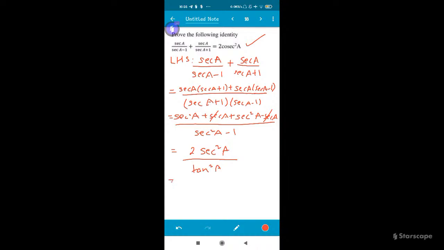So what do we get out here? 2 into 1 by cos square A divided by tan square A, which can be written as sin square A by cos square A. So this cos square A gets cancelled out and we are left with 2 by sin square A, or we can also write it as 2 cosec square A. So this is what was asked in the RHS. So LHS is equal to RHS, proved.